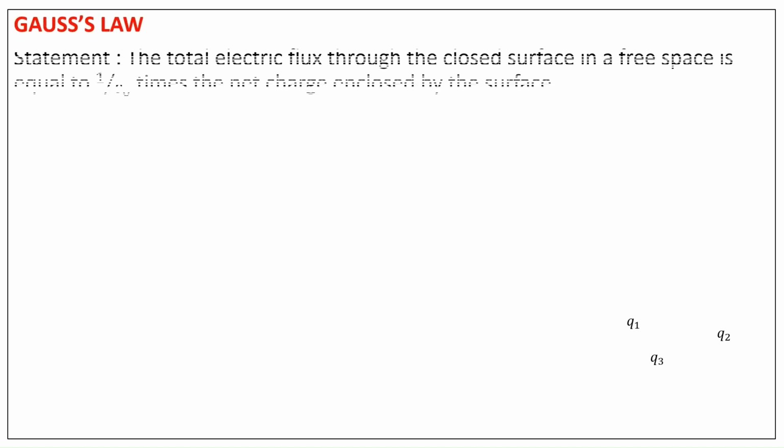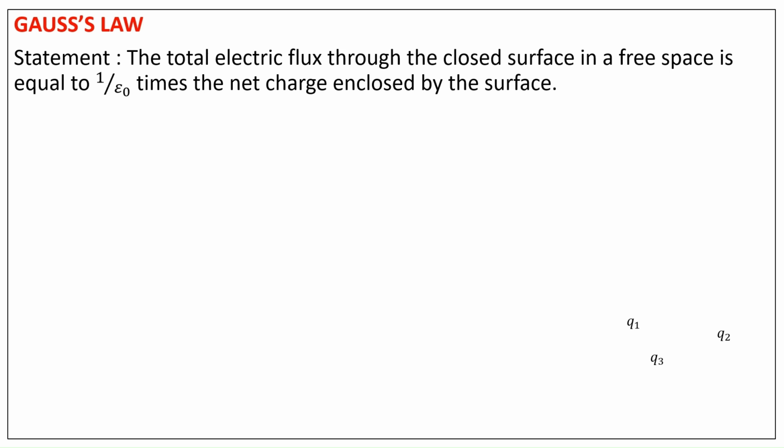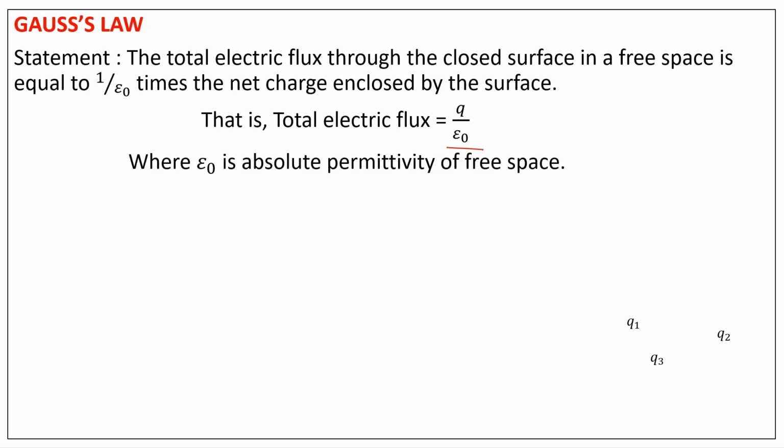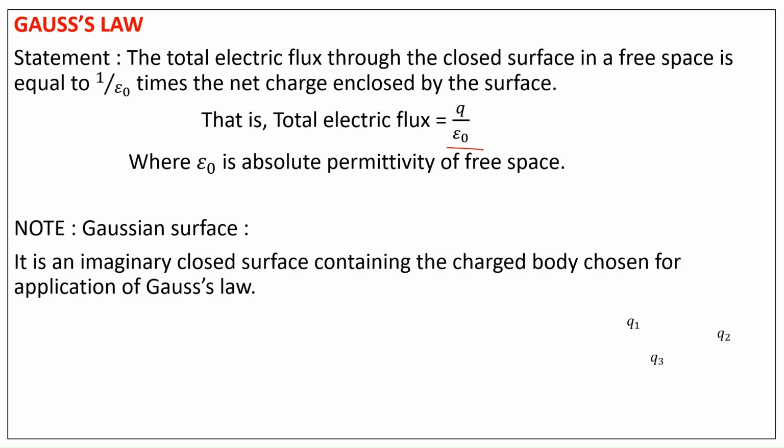Next, Gauss's law. Statement: the total electric flux through the closed surface in a free space is equal to 1 by epsilon naught times the net charge enclosed by the surface. That is, total electric flux is equal to Q by epsilon naught, where epsilon naught is absolute permittivity of free space. Note: Gaussian surface. It is an imaginary closed surface containing the charged body chosen for application of Gauss's law.